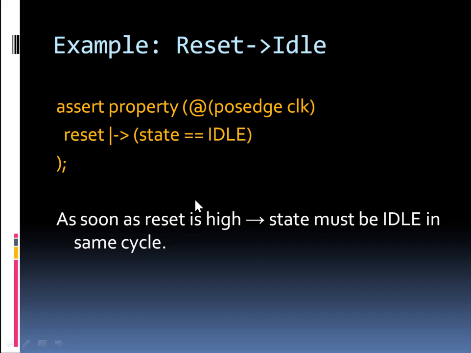When we use a non-overlapping operator, the output will show in the next cycle. But in case of an overlapping operator, it occurs in the same cycle.